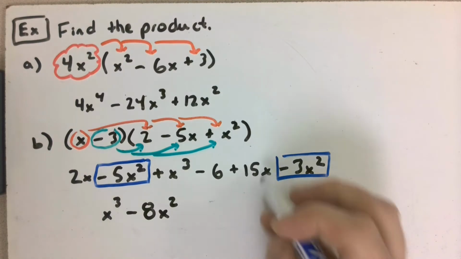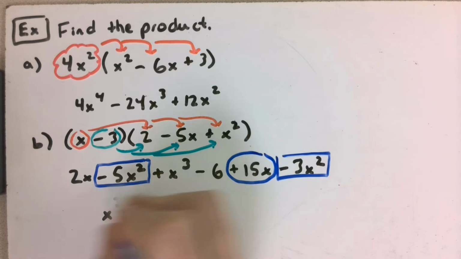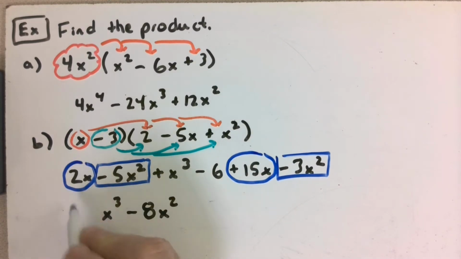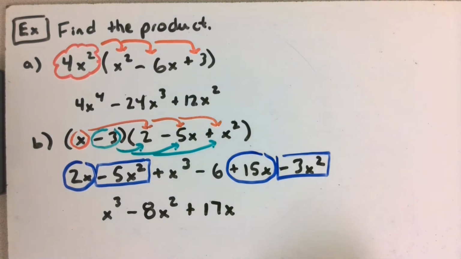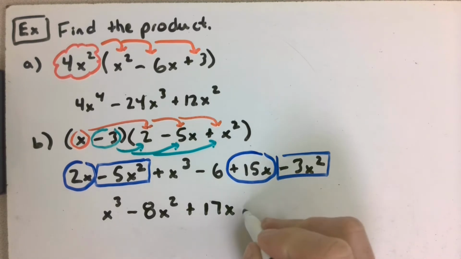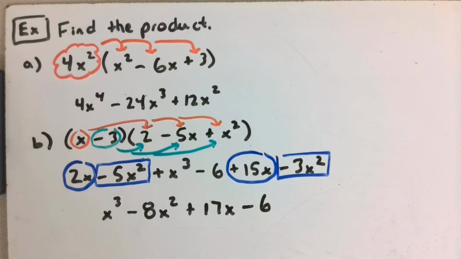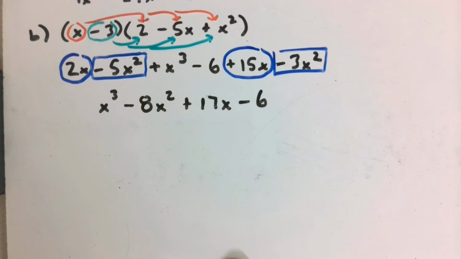Our x terms are next, and we have a couple of those. Our very first term here is a 2x, and then a little later on a plus 15x. That would give us 17 x's. And then there's only one constant term, and that is the minus 6. That is our final answer. We've eliminated parentheses and then combined our like terms.